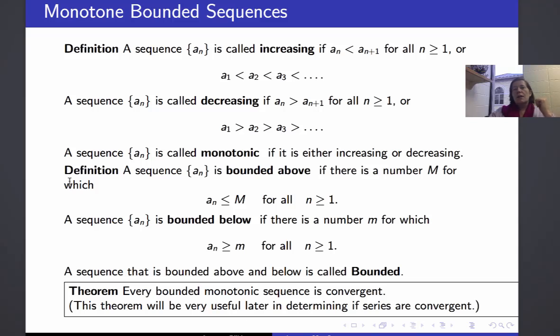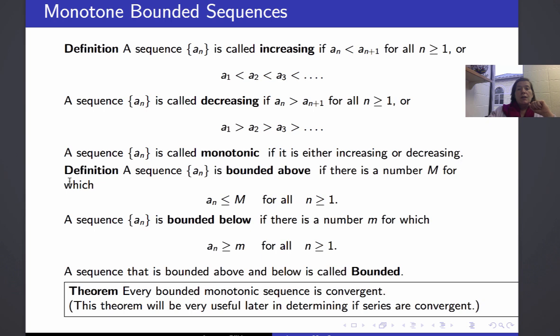A sequence a_n is called increasing if its terms are increasing as n increases. So if a_n is less than a_(n+1) for all n bigger than or equal to 1, then the sequence is increasing. In other words, a_1 is less than a_2, which is less than a_3, which is less than a_4, etc. And a sequence is called decreasing if its terms are decreasing.